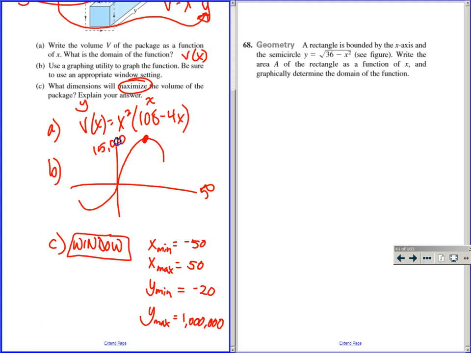Ooh, hold on, your window is down. I put the zoom fit, so I don't know. Okay.